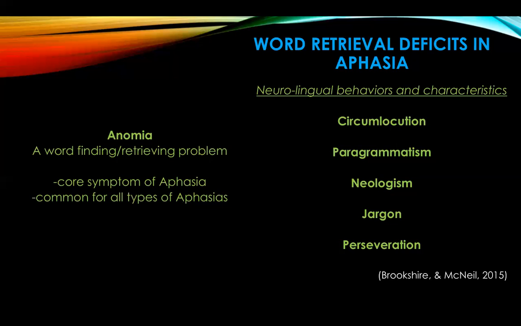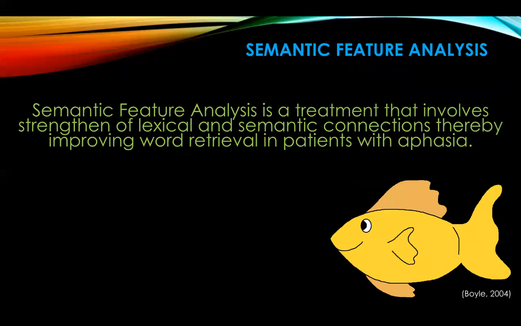Paragrammatism, which is when words are lost, and the aphasic speaks fluently, but with more grammatical features than needed. Neologism, which is when an aphasic uses made-up words. Jargon, which is when a fluent aphasic uses a string of made-up words. Perseveration is when a correctly produced word is repeated after it is no longer relevant.